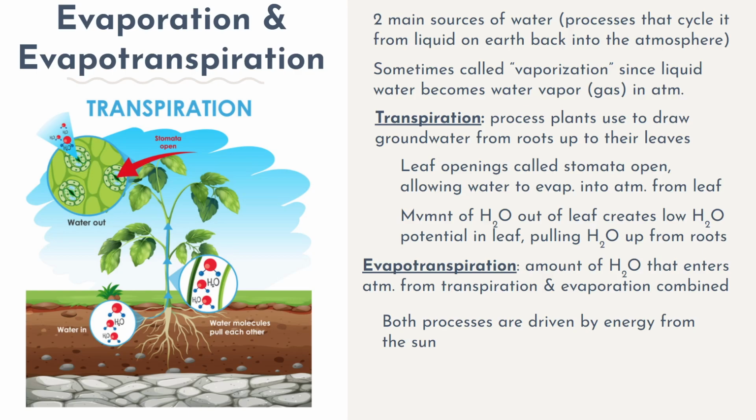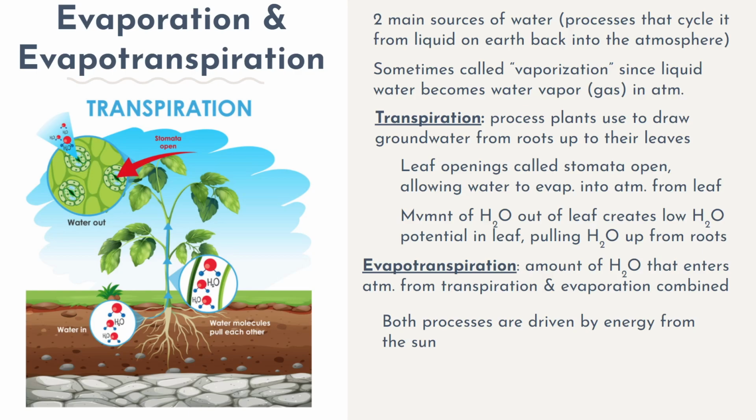What that does is creates a low pressure system where the leaf has a lower water pressure than the roots, and that's going to draw water up from the roots to replace the water in the leaf that evaporated. In the diagram here, we can see that the water that's in the ground will be drawn up the roots, up the stem, into the leaves because we have low water pressure in the leaves. They open their stomata and allow the sun's energy to evaporate the water, causing transpiration.